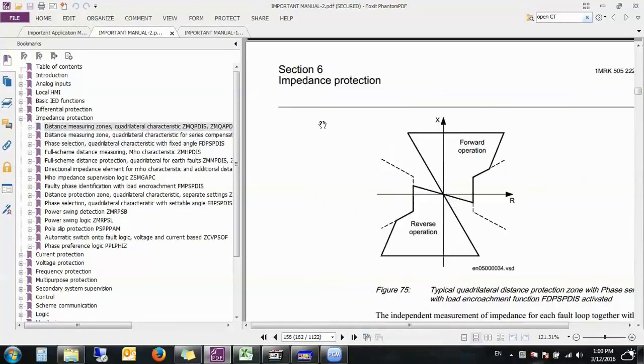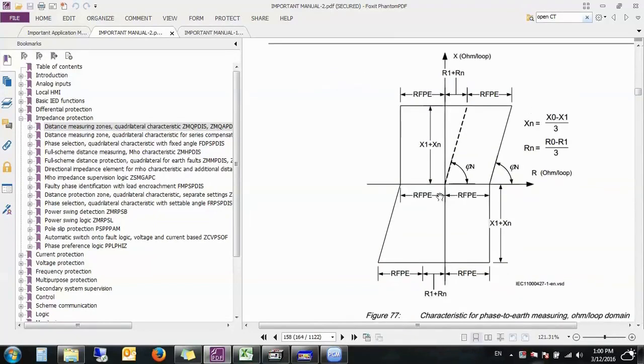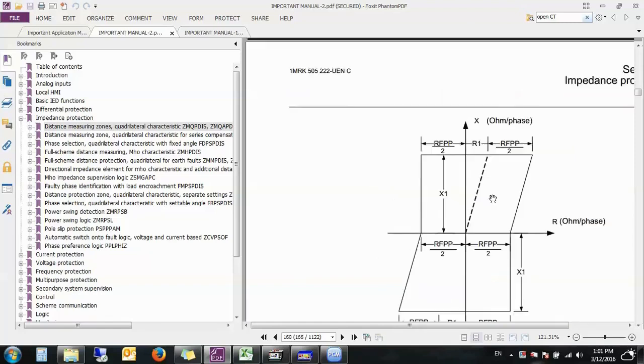On the distance zones, for example zones as phase to ground, you have here the part RFPE that we mentioned in the zone: R1 plus Rn, where Rn is the R neutral. Some people take R1 over 3, and here X neutral, some take X1 over 3. Of course, this is to draw the zone. It shows you the entire zone as a line direction, but if you want to draw it as a direction, here it is.